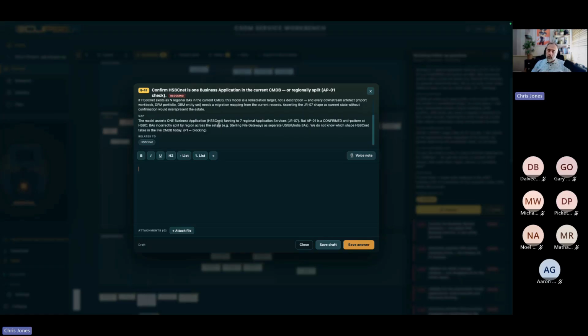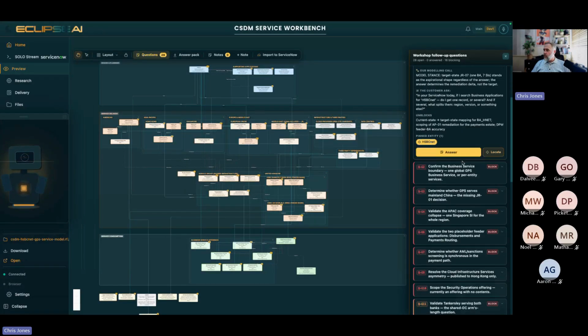So we don't need to go into a meeting or read a questionnaire from a Word document. If there is a questionnaire from a Word document, we can come and attach it here. Otherwise, we can just type in a response or use a voice note where it transcribes what we have to say into it. But we don't need to do that here. Let's see if there's a better one to answer.